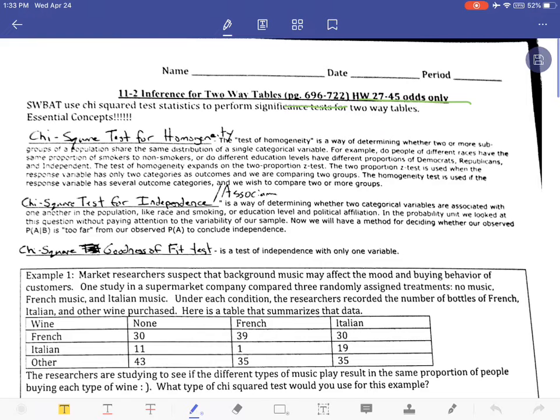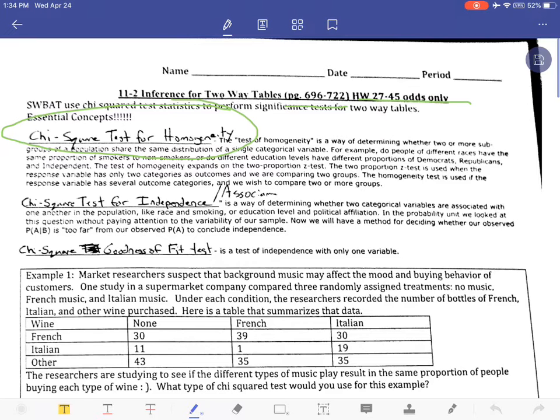So in this first video, we're just going to talk about the three different types of tests, and then we'll go on from there. As you can see on your notes, we've got these three different types of tests that we're going to talk about. The first two are ones we haven't learned yet, and the last one is the one that we learned last class period. So let's start off with a chi-squared test for homogeneity.